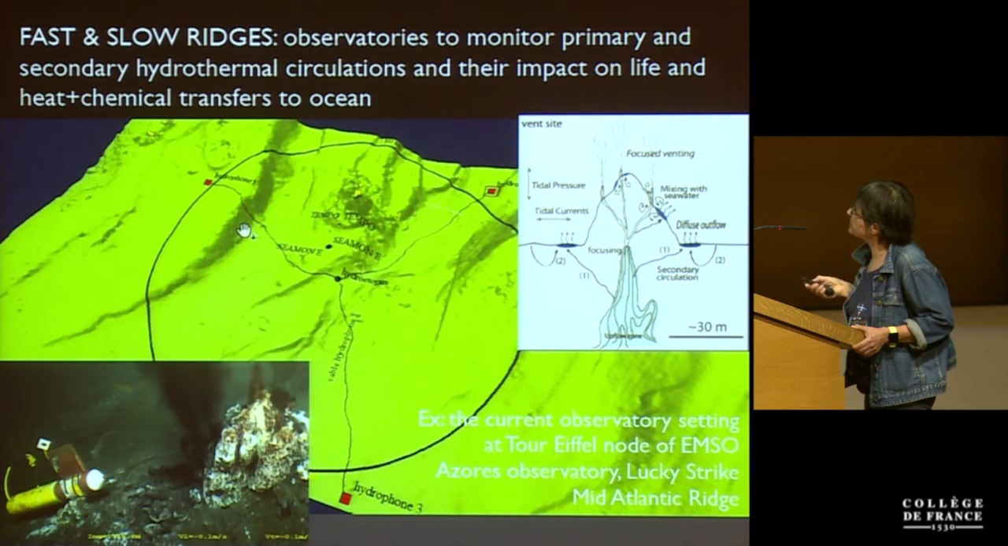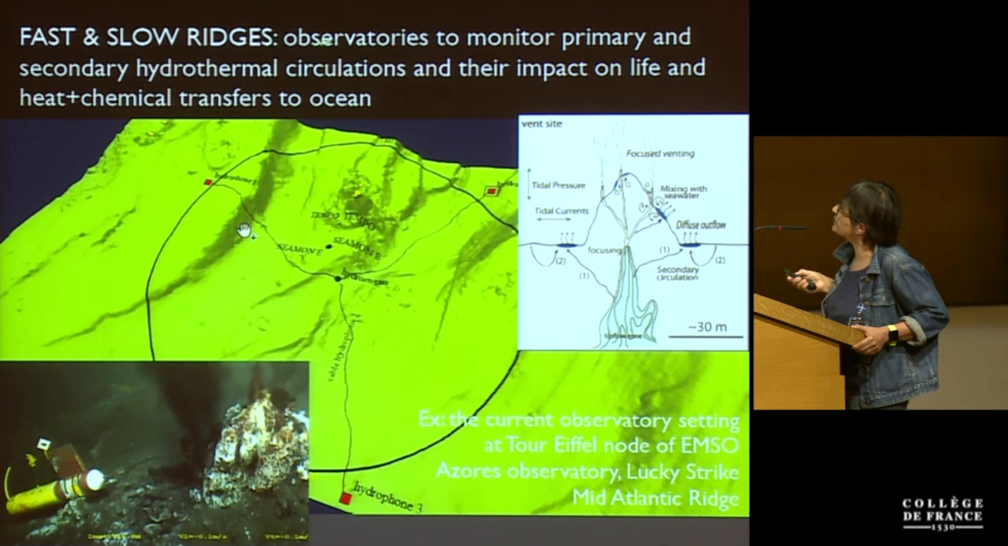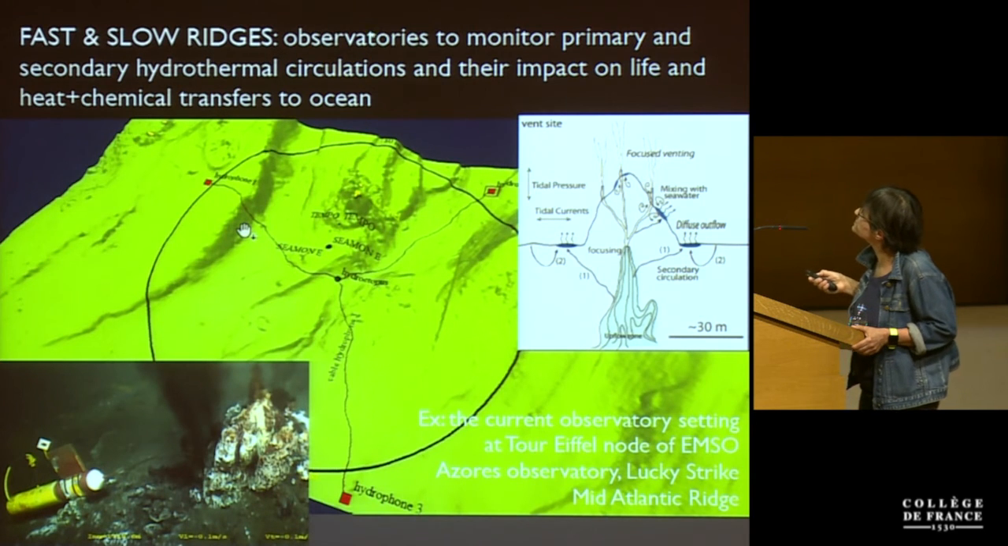There is one at the Mid-Atlantic Ridge. It's called the Azores European Observatory. There are also some at the Rendezvous ridges to monitor primary and secondary hydrothermal circulations and their impact on life and heat plus chemical transfers to the ocean. And that's an example of a temperature sensor in a smoker.